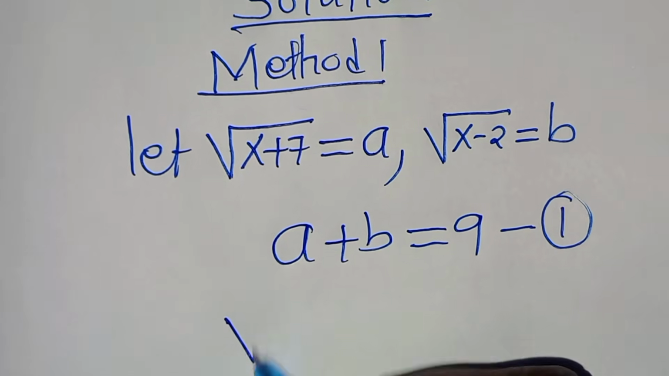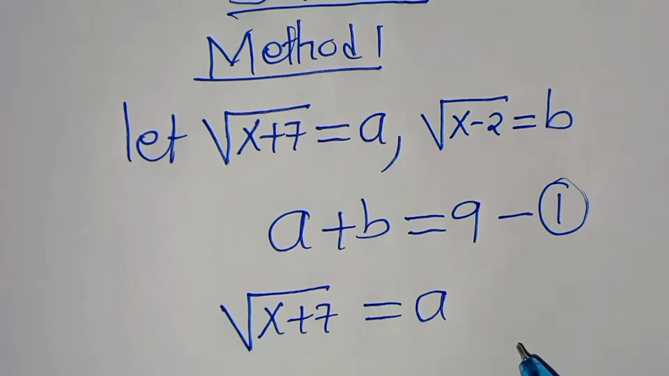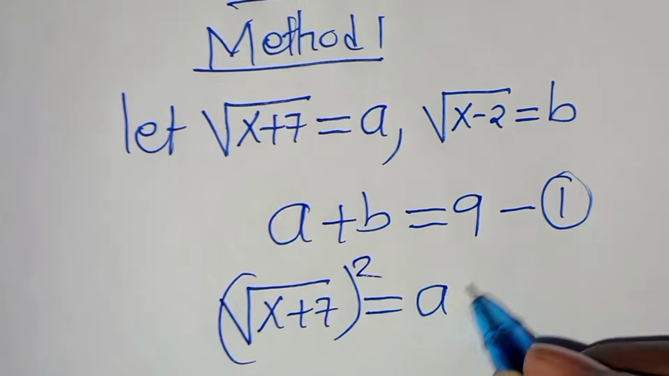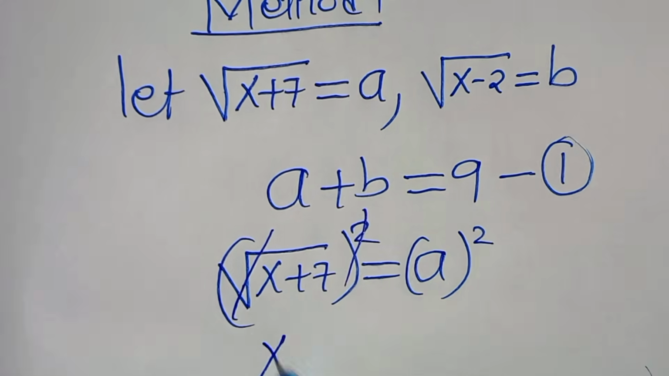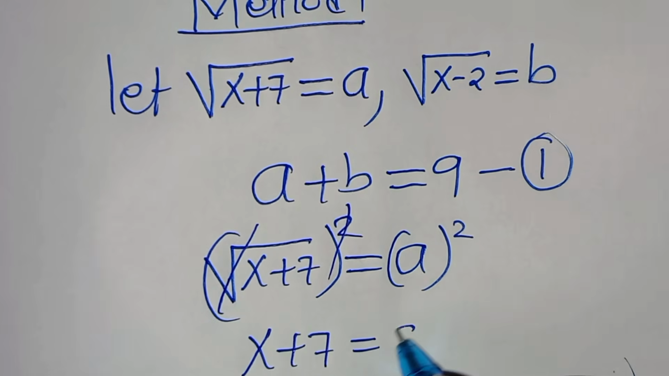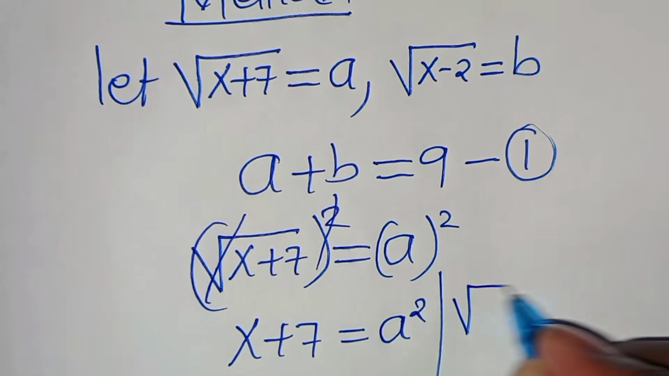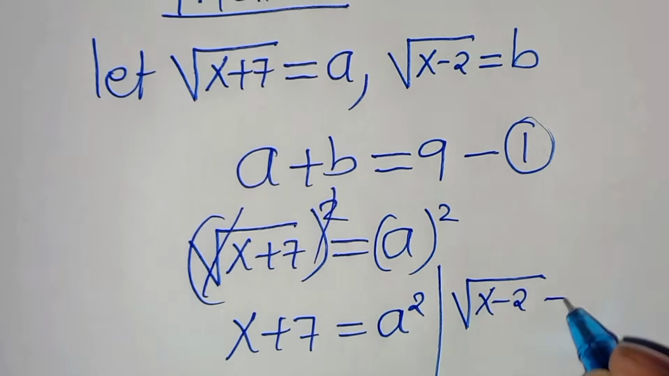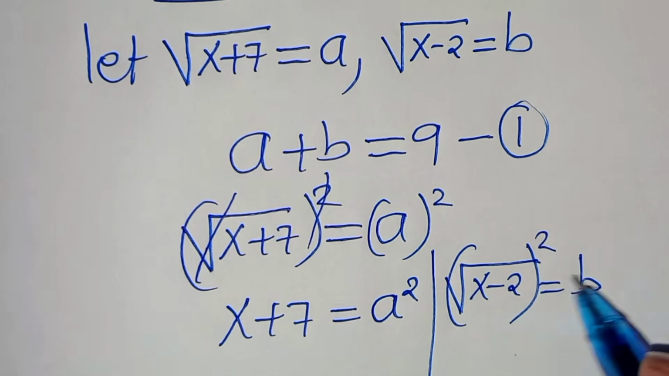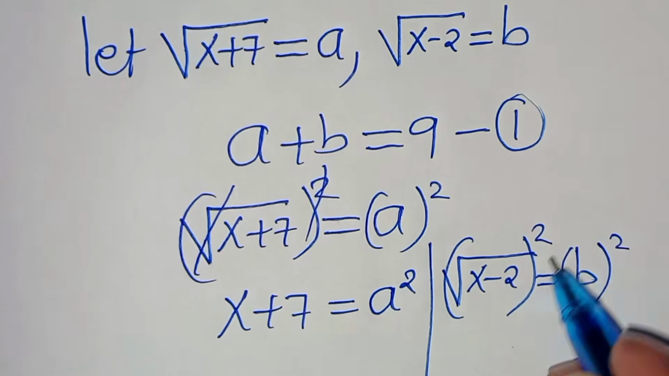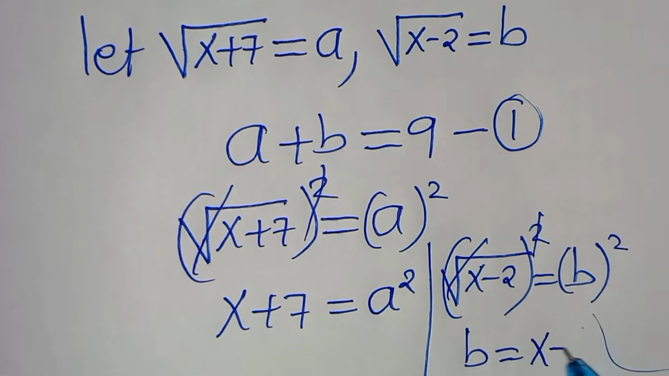Now we have that the square root of x plus 7 is equal to a. If we square both sides, this means that x plus 7 is equal to a to the power of 2. Similarly, the square root of x minus 2 is equal to b. So let's square both sides so that we can eliminate the square root, and this implies that b squared is equal to x minus 2.